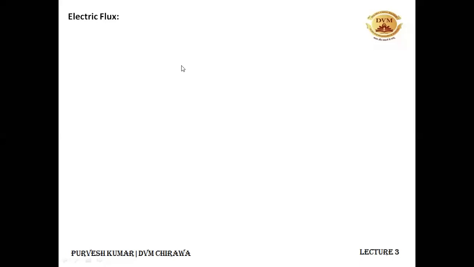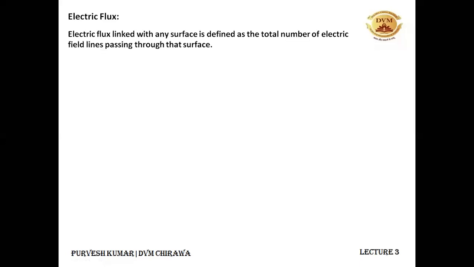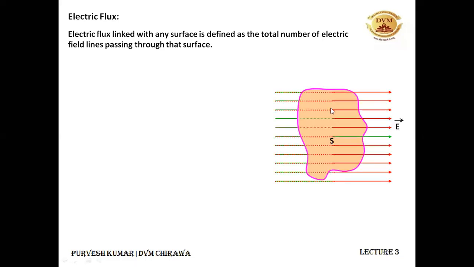See, electric flux means the number of electric field lines passing through a given surface. So if we need to find the electric flux through a given surface, I'll be calculating the total number of electric field lines passing through that surface. In order to calculate it, I have one formula. This is my surface, and these are the electric field lines passing through it. I cannot count each electric field line, why so? Because they are imaginary lines.